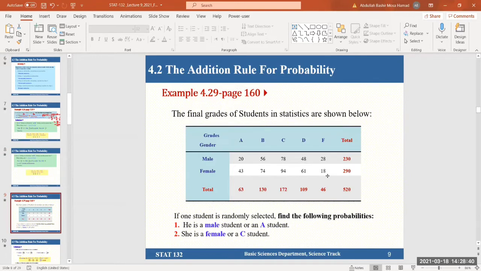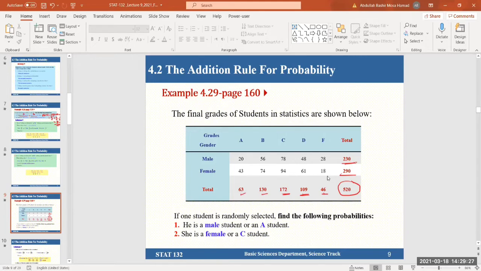Here we have student final grades in statistics shown below. We have student grades A's, B's, C's, D's, and F's, and student gender, male and female. We have the total of students who got A's, B's, C's, D's, and F's, and finally the total of male, total of female, and the grand total, which is the total number of students.